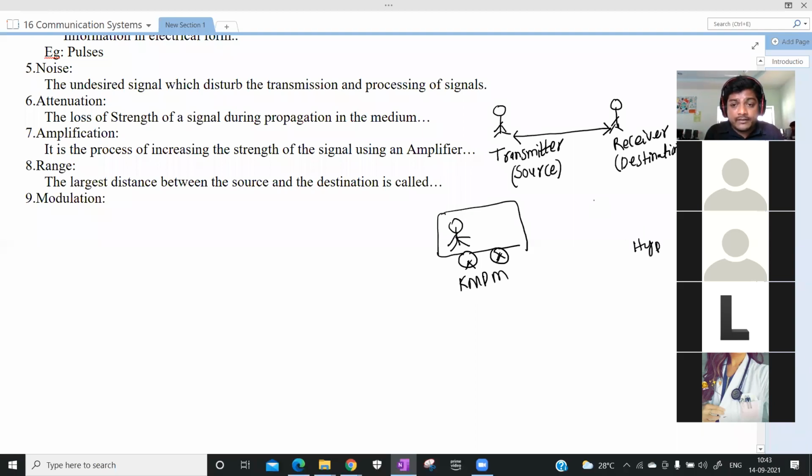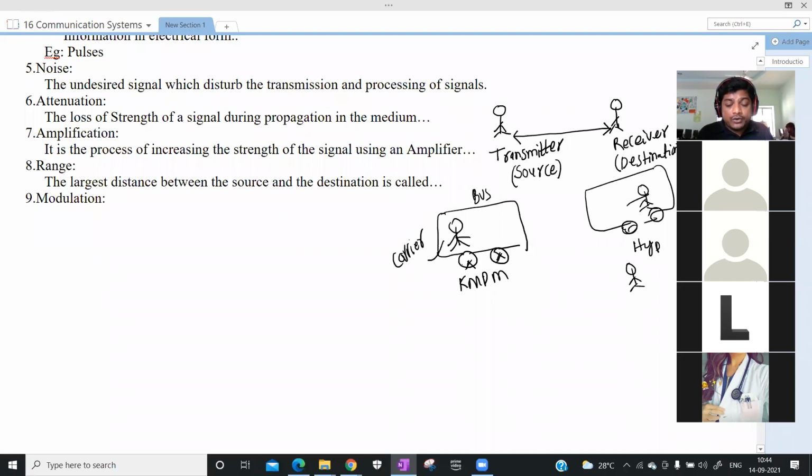You travel through this bus. Whenever you reach Hyderabad, you leave the bus and you will go home. So your bus is called the carrier. Here, this is called modulation.